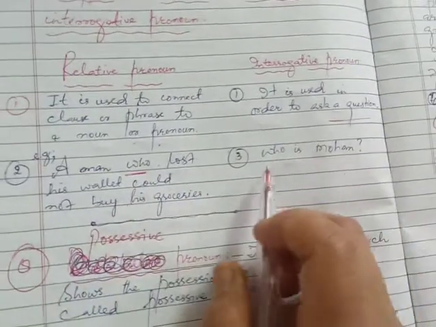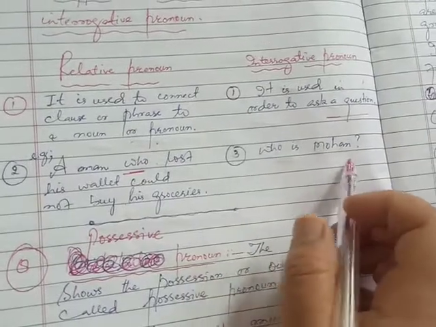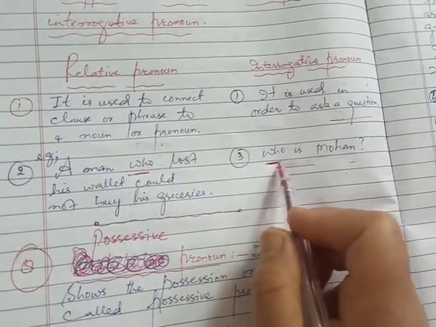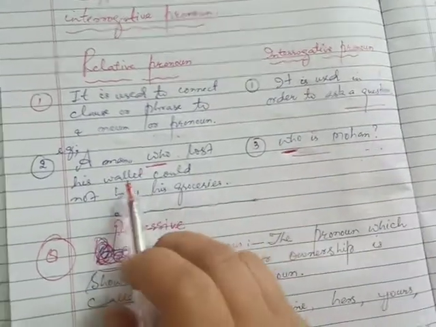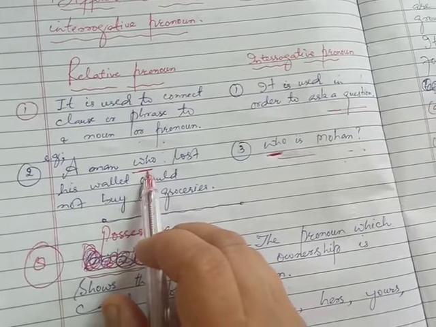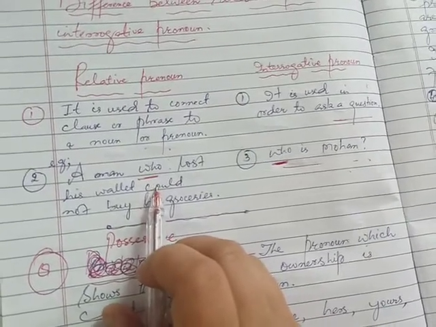Okay, here, in a question like "Who is Mohan?", who acts as an interrogative pronoun because it is used to ask a question. In the earlier example, I already told you that relative pronouns are used to connect a clause or phrase to a noun or a pronoun.